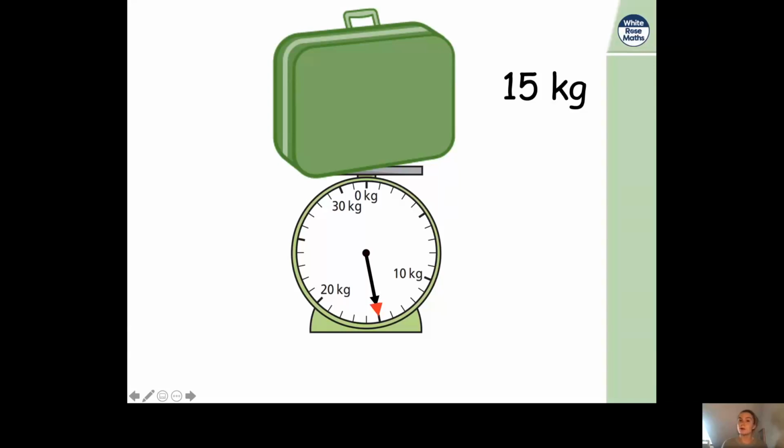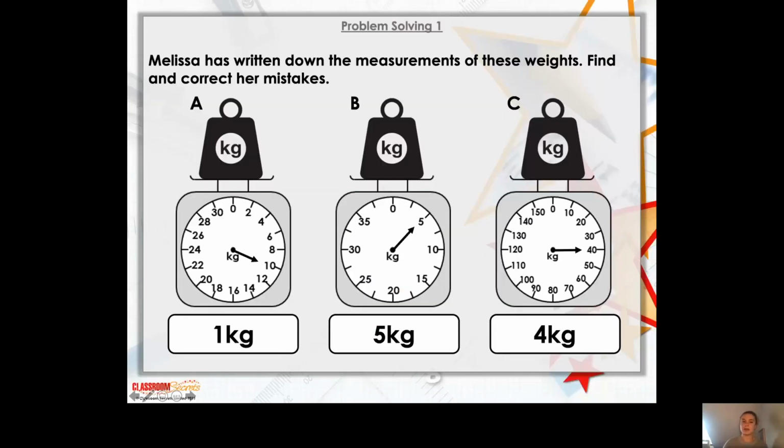Now let's move on to some problem solving. So here's our first question. Melissa has written down the measurements of these weights. Find and correct her mistakes. Okay, so she's been doing some weighing and she's been making some mistakes when reading the scales to work out how much each of them weigh. So let's have a look at the first one together.